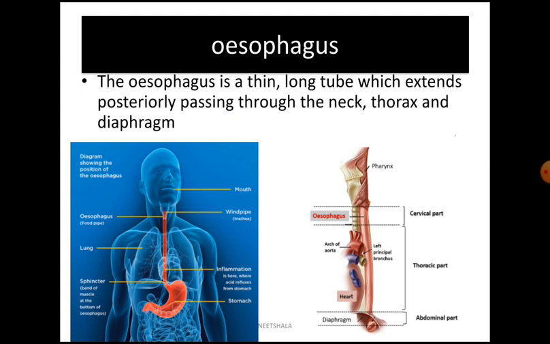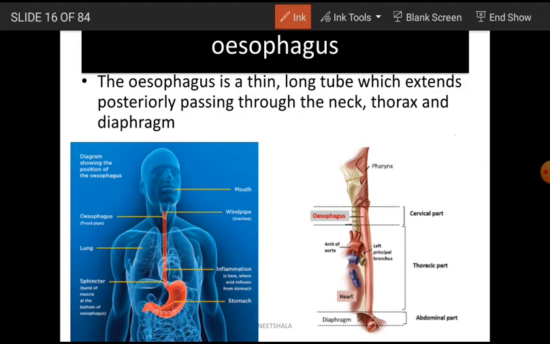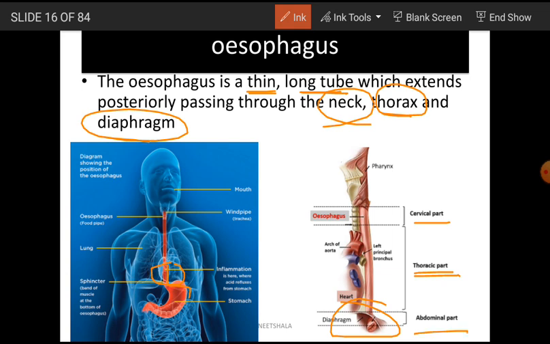Talking about the next part of the alimentary canal, which is known as the esophagus. Now what is esophagus? Whenever you hear esophagus, the first point that should come to your mind is that it is a long, thin tube, and it extends through the neck, through the thorax and through the diaphragm. That is, it is going to pierce the diaphragm and meet the stomach. So here you can see it pierces the diaphragm and then enters the stomach. It can be divided into three parts: a cervical part, which is the portion in your neck region, a thoracic part, which is near your chest region, and an abdominal part, which is near your abdomen, where it is piercing through the diaphragm.